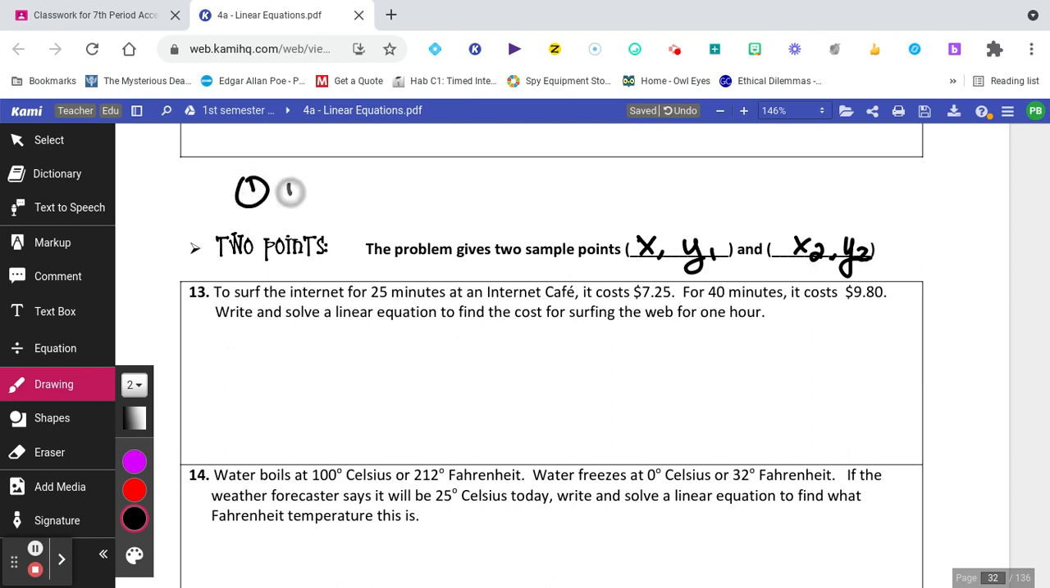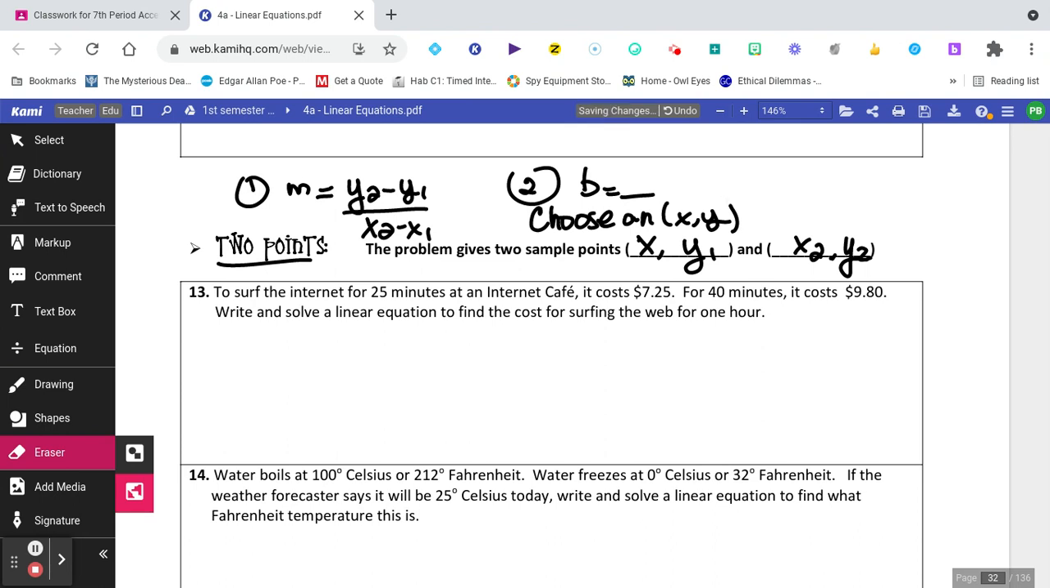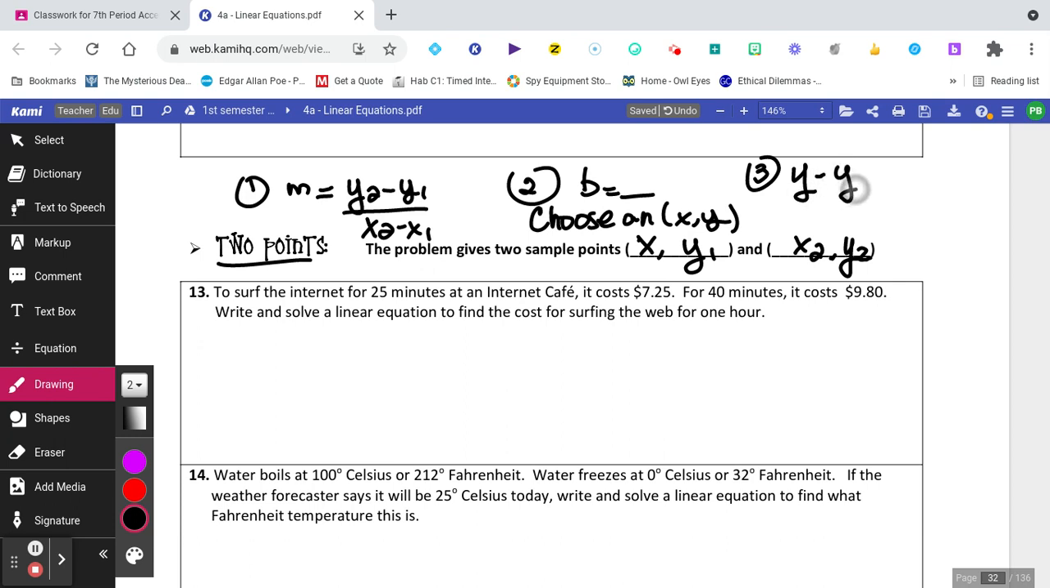The first thing you need to find is m. You would use y sub 2 minus y sub 1 divided by x sub 2 minus x sub 1 to find m, because you're given 2 points. The second thing you're going to need to find is b. To find b, I would just choose a point, and then use y minus y sub 1 equals m times x minus x sub 1 in order to write the equation.